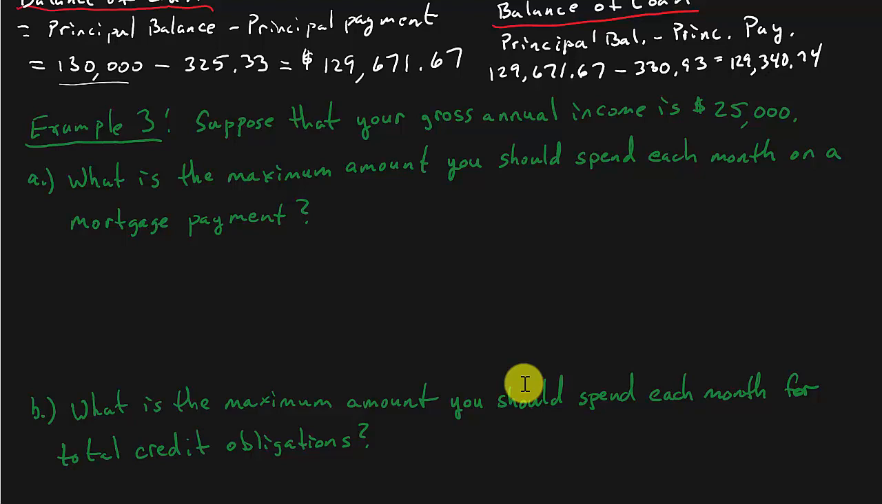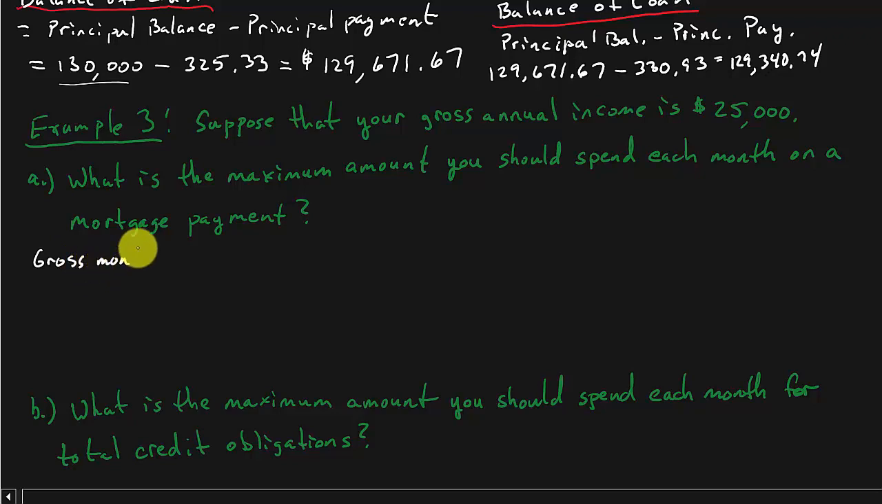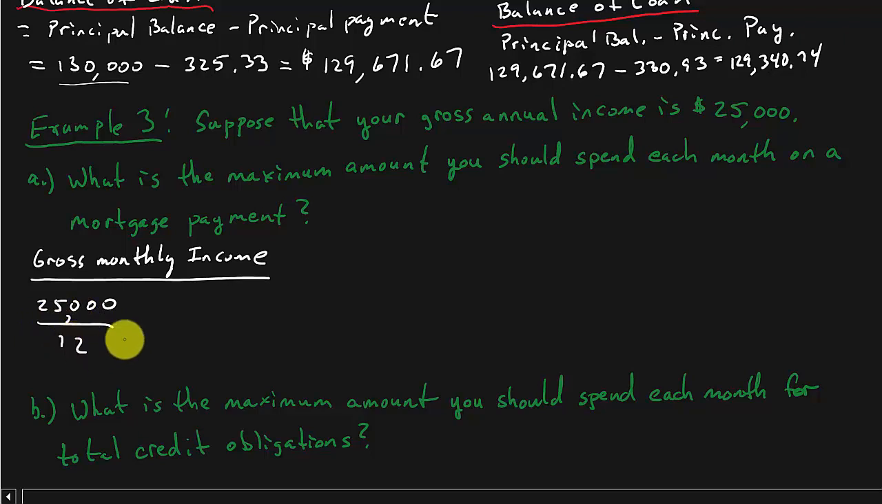All right, so suppose your gross annual income is $25,000. What is the maximum amount you should spend each month on a mortgage payment? All right. So we've got a gross annual income of $25,000. So let's go ahead and get our gross monthly income. So our gross monthly income, that is the $25,000 divided by 12.